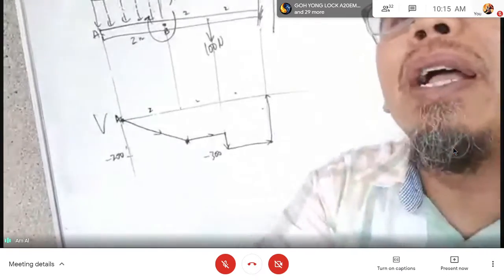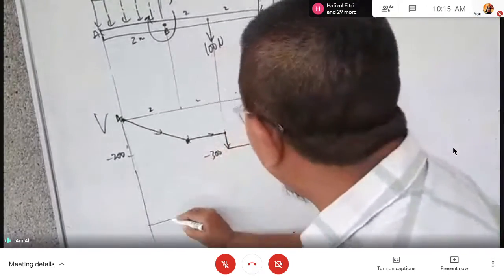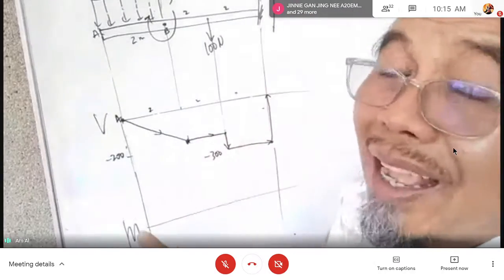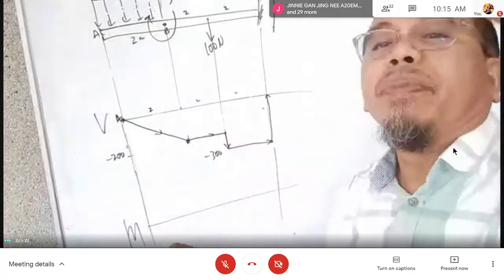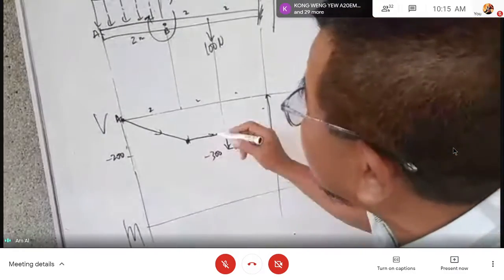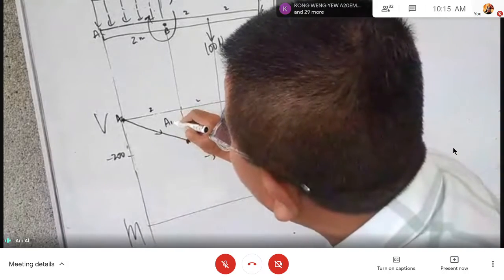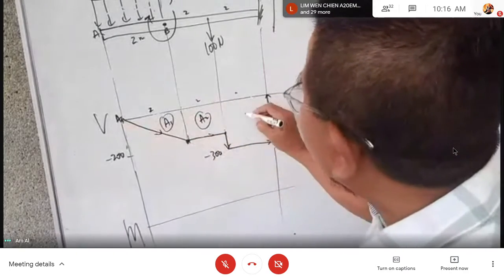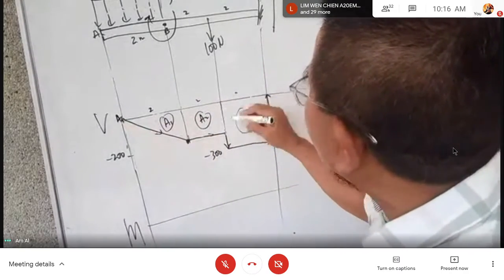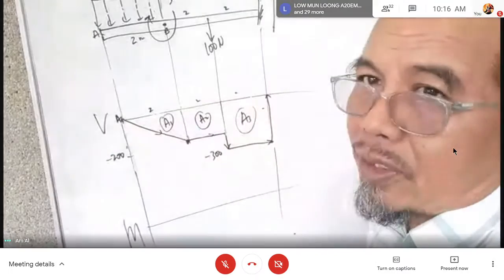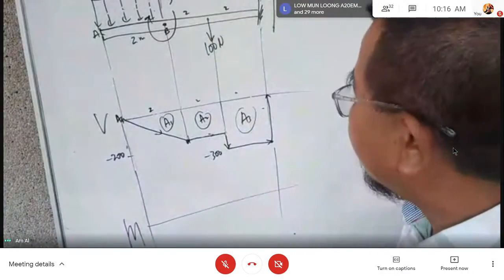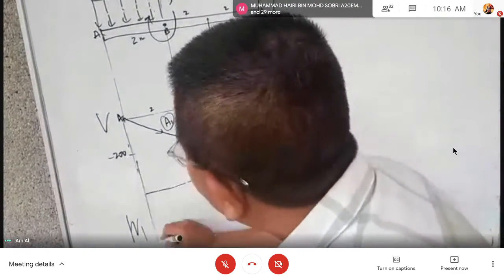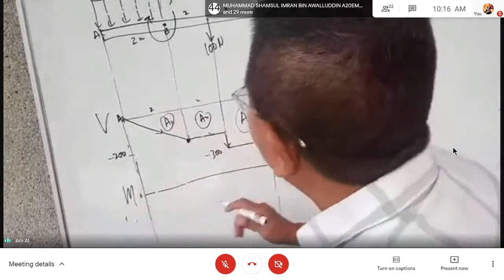Okay, let's look at the moment now. If I want to draw the moment diagram, I have to calculate the area. How many areas do we have here? This one, area 1, this triangle. And then area 2, another triangle. And then this one is area 3. So all are negative. Okay? All are negative. So I'm going down from 0 there. So show your calculation first.